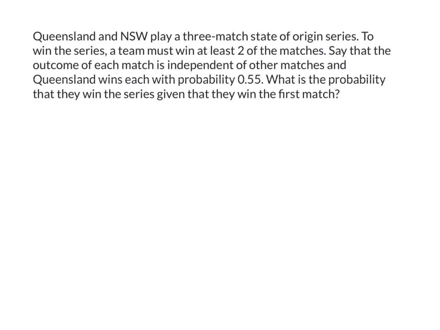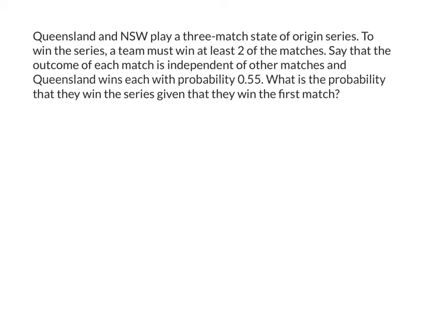We know Queensland and New South Wales play a 3-match State of Origin series, and the winner of the series must win at least two of the three matches. So we're going to assume here that the outcome of each match is independent of other matches. That means the outcome of the first match doesn't affect the chances of each team winning the second match, and so on. Let's say Queensland wins each match with probability 0.55. What is the probability they win the series given that they win the first match?